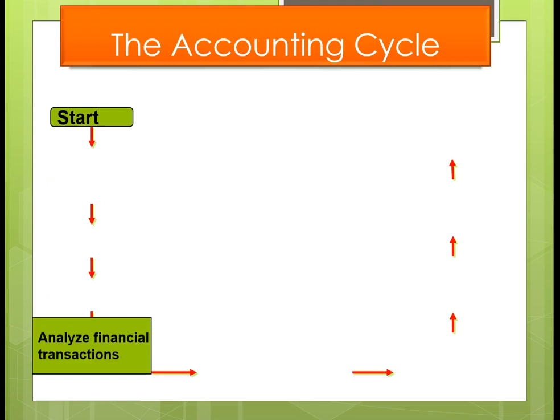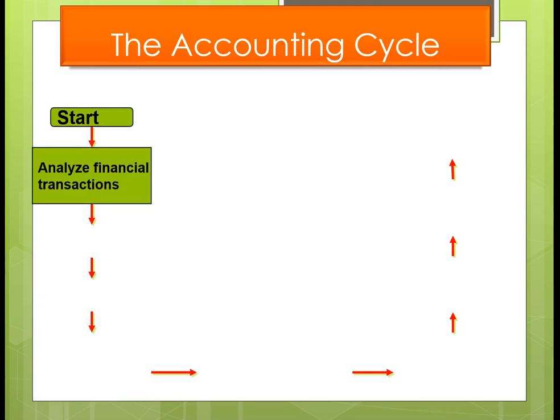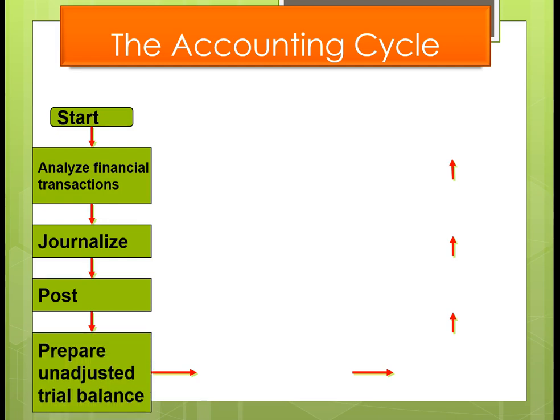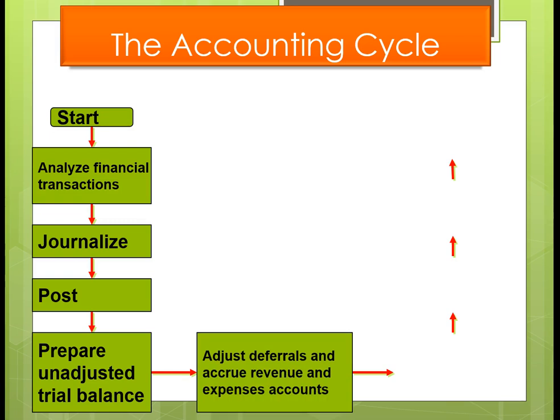You start with analyzing financial transactions associated with the company, then you journalize, then you post in the general ledger, then you prepare an unadjusted trial balance. You mainly do this to see if your debits equal your credits, and to analyze the accounts themselves, because then you're going to adjust for deferrals and accrue revenue and expense accounts. Remember, adjusting entries are only done at month end and never involve cash.